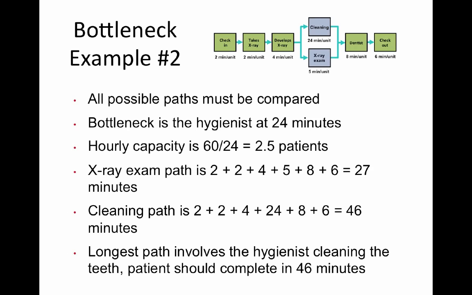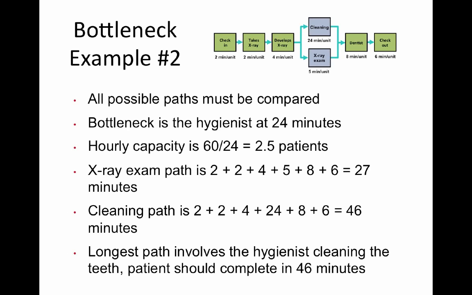So here we're again going to look at this. All possible paths must be compared. So when you try to identify the throughput, what you need to do is consider how long it takes each path, and you come up with a total time for each path, and then it's whatever is the longest path. So that is your throughput.